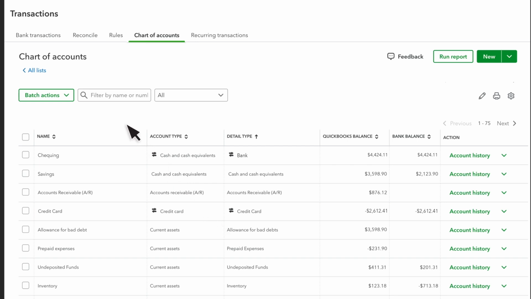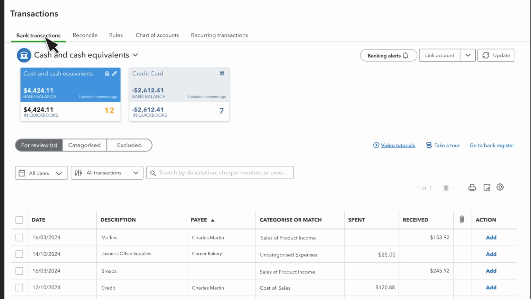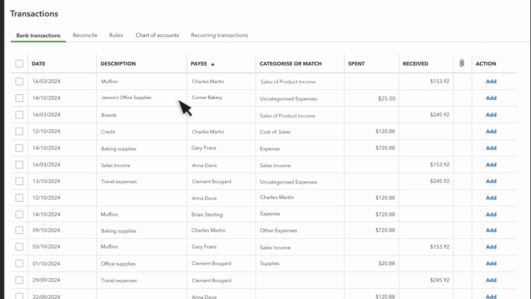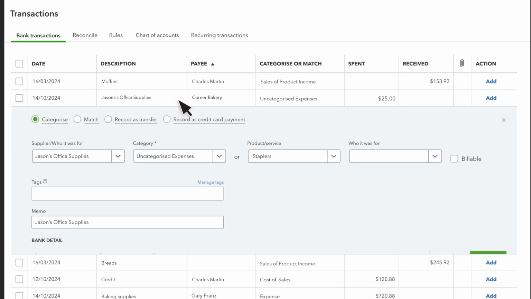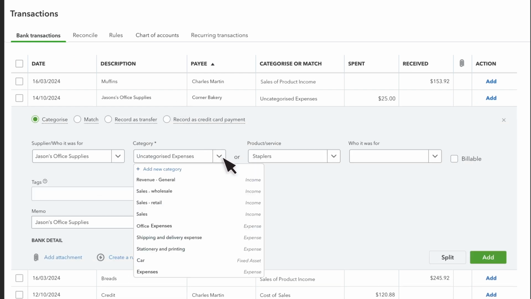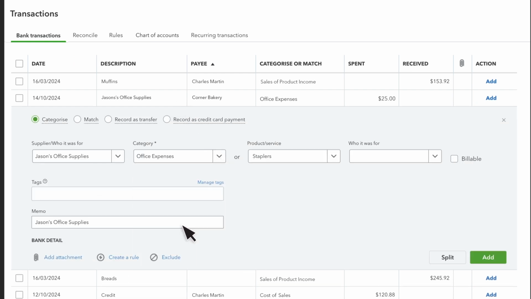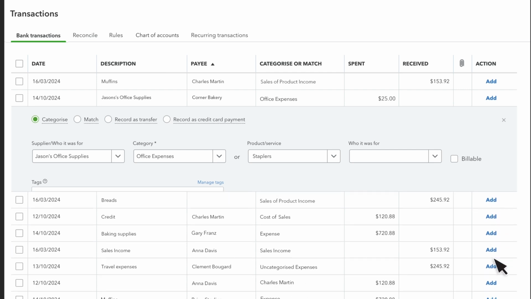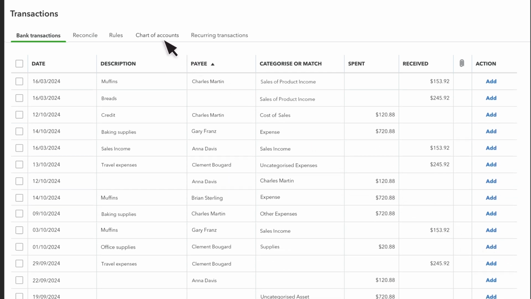Open Bank Transactions tab. You see a purchase of some staplers for the office. The transaction is already assigned to the correct bank account. You just need to enter the correct category for why you spent the money, office expenses, an account. Back to Chart of Accounts.